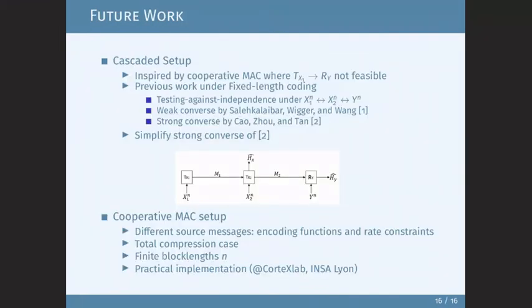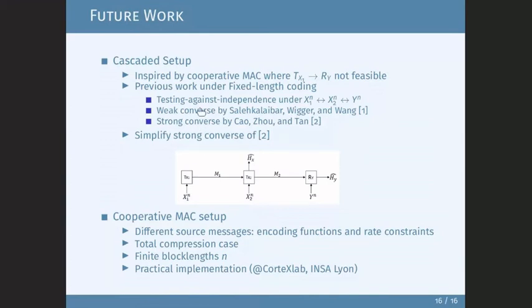Finally, as we presented earlier, the three main setups that we worked on are the cooperative MAC, the non-cooperative MAC, and the interactive communication. In the future, we are also interested in considering the cascaded setup. This setup is interesting because it looks like the cooperative MAC. However, the link between Tx1 and Ry does not exist here because the distance might be very large and such a link might not be feasible, unlike what we considered in the cooperative MAC under the Markov chain.